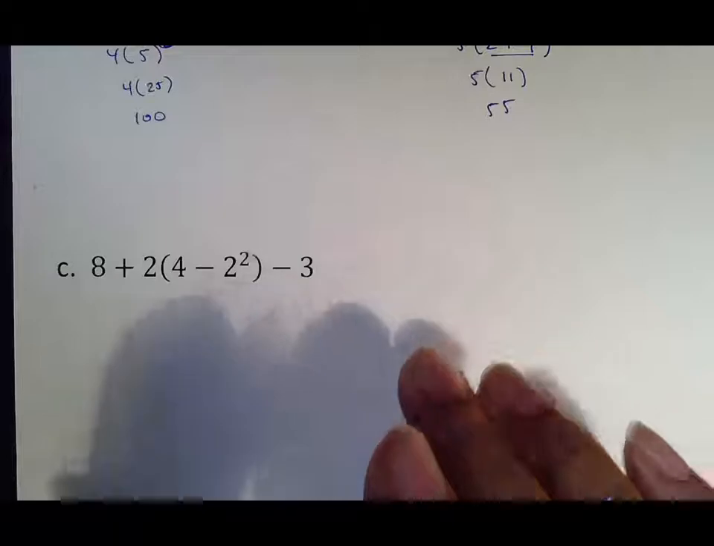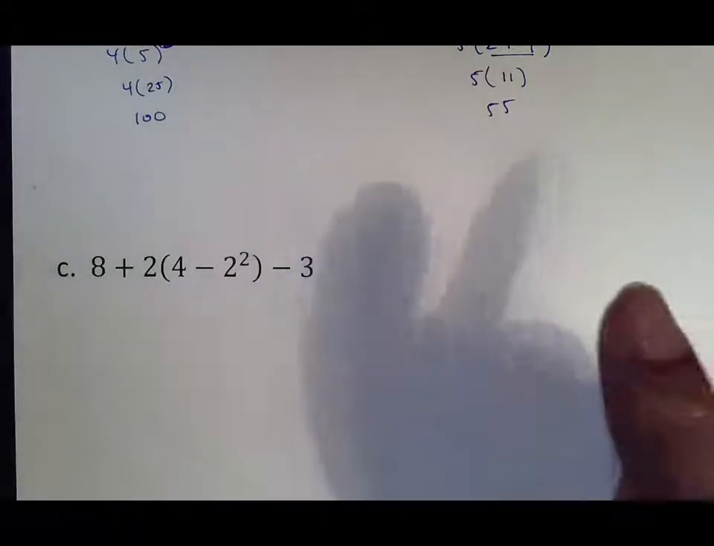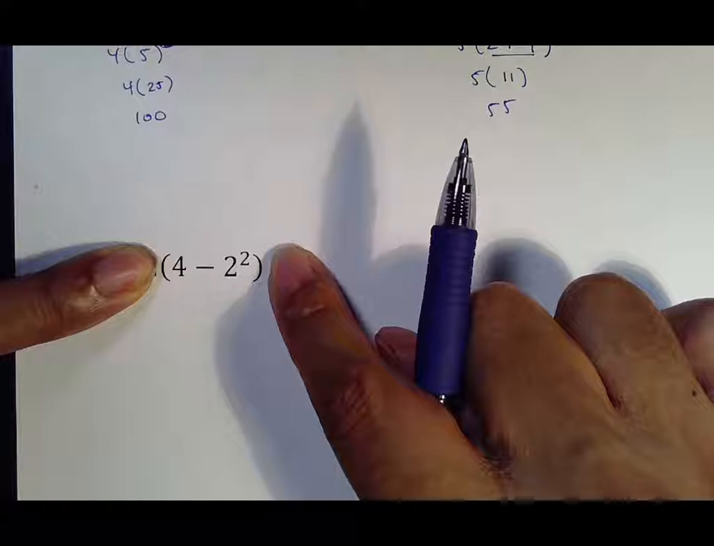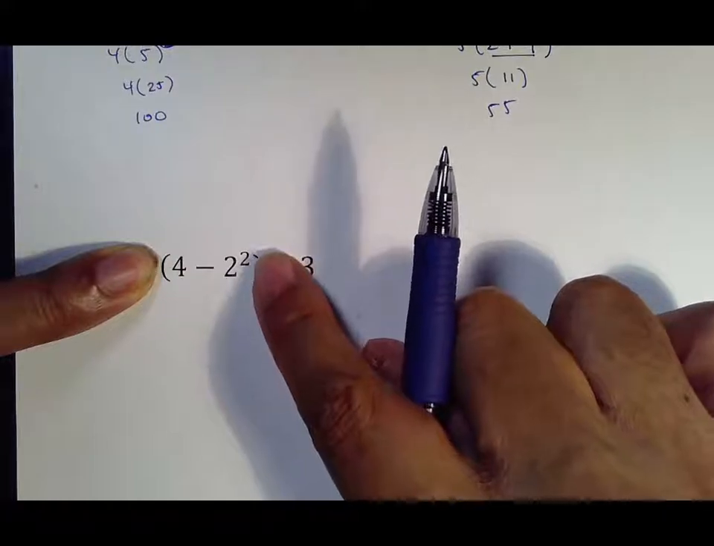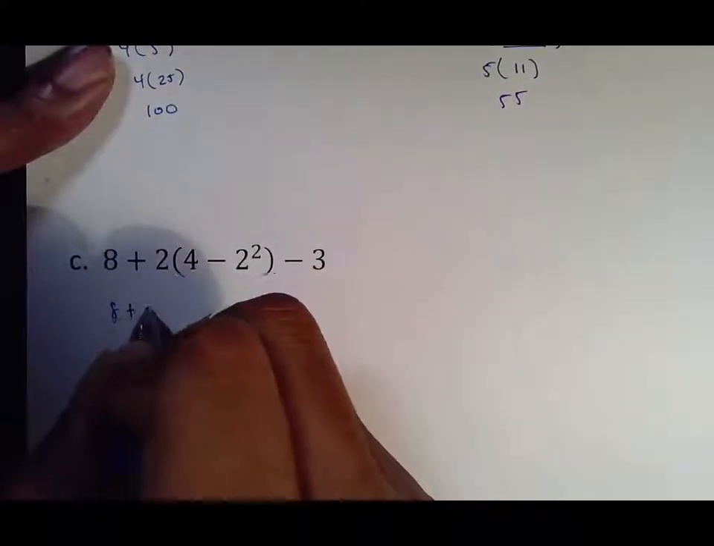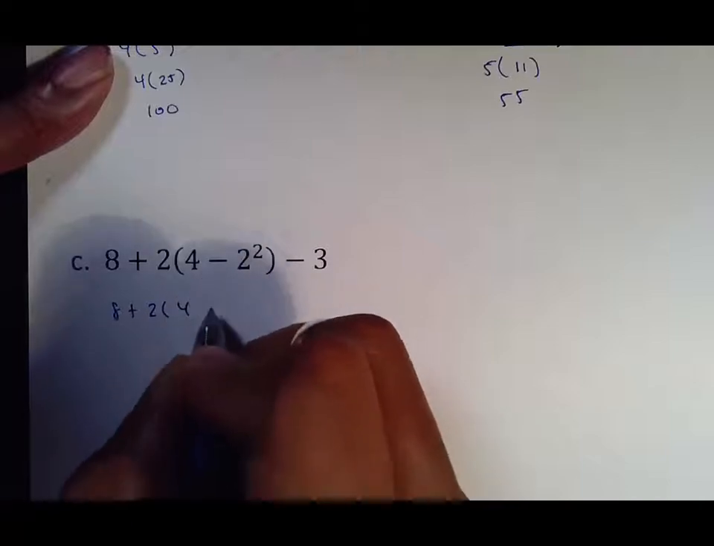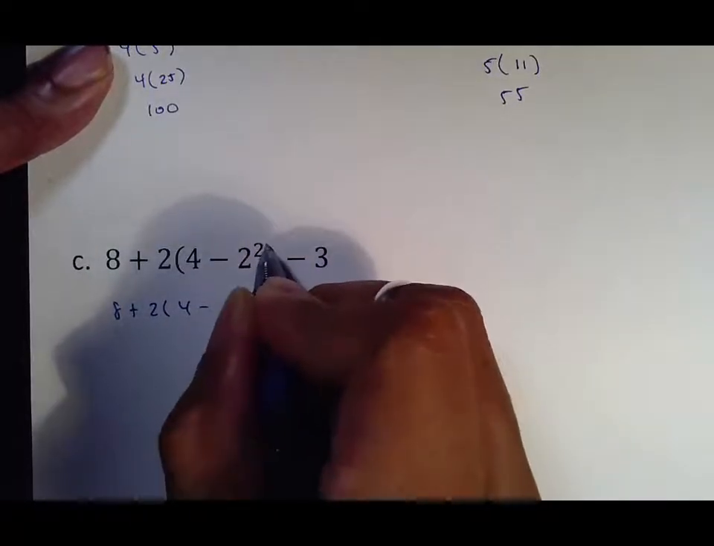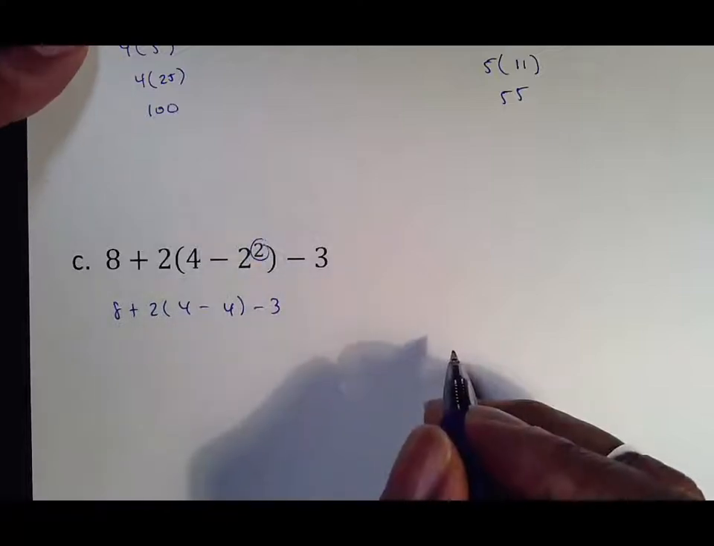If we were to see something like this, 8 plus 2 times all this stuff, again, the first thing we do is focus on the parentheses and make the best decision we know to make. Based off what I know, the 2 squared is first. So we copy the 8, the plus, the 2, the parentheses, and the 4, and the minus. This now turns into 4 minus 3 because that was our first objective.